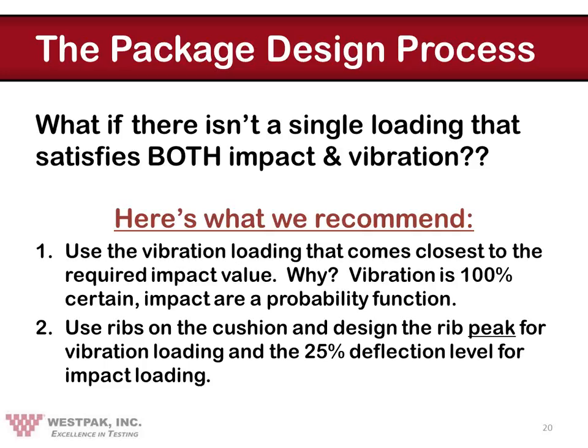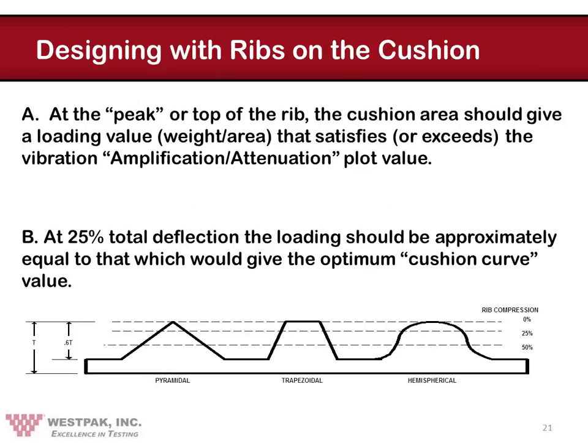Now, I know that sounds a little gibberish, but let's look at it more carefully. Here's what we're saying. Here's the peak of the ribs. We have 3 different types shown here: a pyramidal, a trapezoidal and a hemispherical rib. The loading is simply the weight of the product divided by the area of the cushion. The area of the cushion here is very small, which means that you're dividing a larger number, a weight, by a smaller number, so you're going to have a larger loading. And this is exactly what you need for proper vibration attenuation.